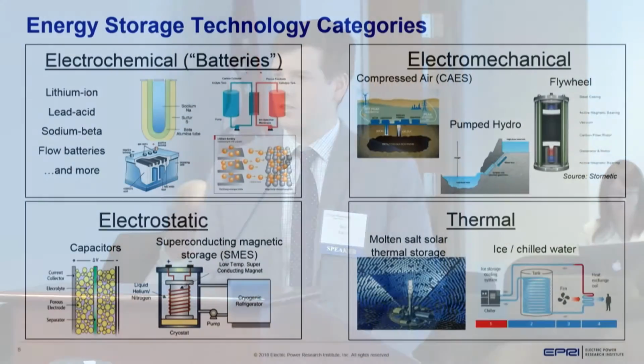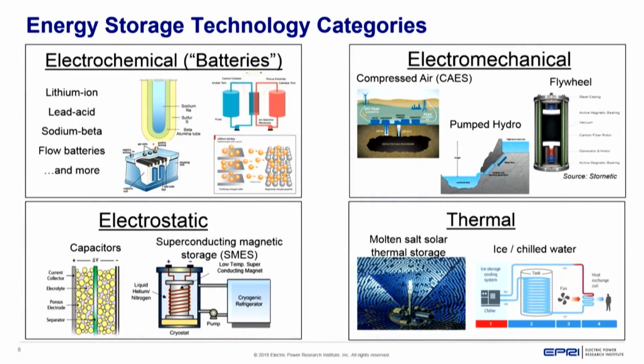The general categories of energy storage, there are four big ones: the electrochemical, or the batteries that we hear so much about today. Electromechanical, or essentially turning electricity into some sort of mechanical form of energy and then back into electrical. Electrostatic, which is essentially holding charge in an electric field or magnetic field. And thermal, which is electric to thermal and back to electric, or just to some sort of sensible heat or cooling that might serve to support another process.